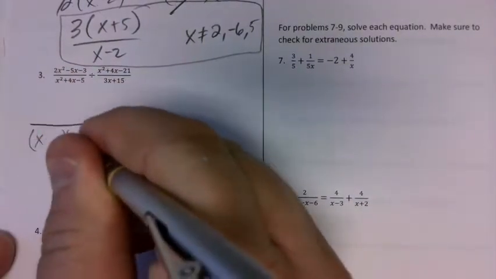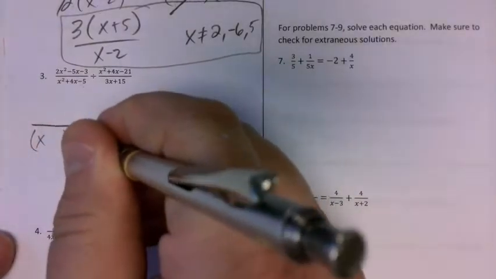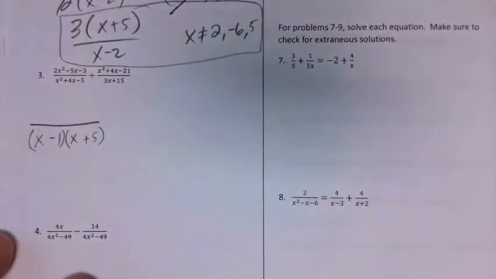X squared is going to be x and x. Factors of 5 that subtract to make 4. Let's do a positive 5 and a minus 1. Right? Yeah. Okay.